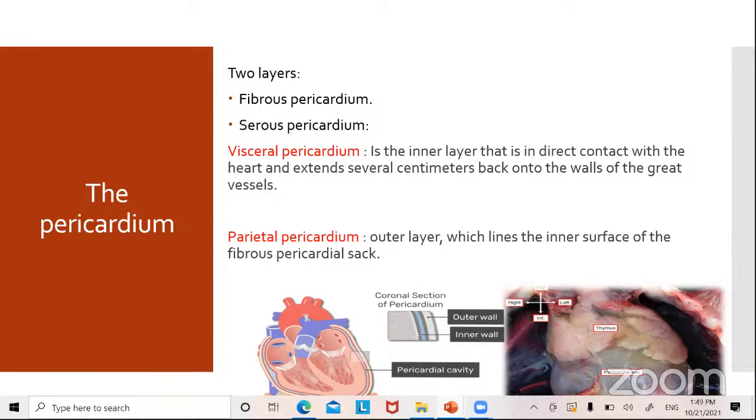The visceral pericardium is the inner layer that is in direct contact with the heart and extends several centimeters back into the walls of the great vessels. The parietal pericardium, which is the outer layer, lines the inner surface of the fibrous pericardial sac. In between, there is a thin film of lubricating fluid that lies within the pericardial cavity between the two serous layers, around 5 to 10 ml.